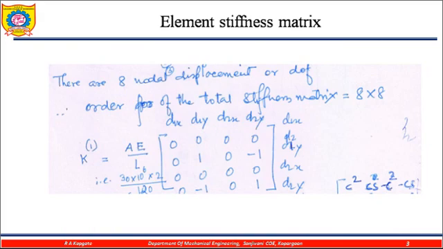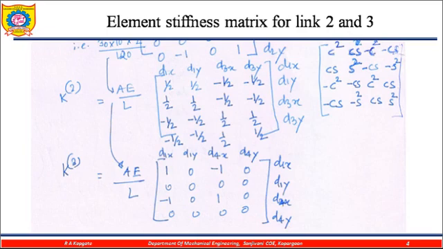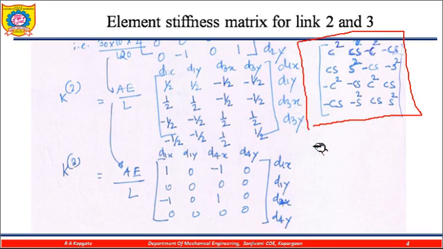Whenever we are solving the problem of a truss, we use this element stiffness matrix. So whenever we are solving the truss problem, this is the element stiffness matrix. What is that stiffness matrix? That is cos square, cos into sine, minus cos square, minus cos sine. This is the cos sine. Again here if you look, the upper diagonal values are equal to the lower values.